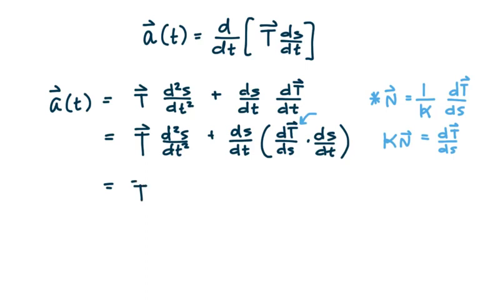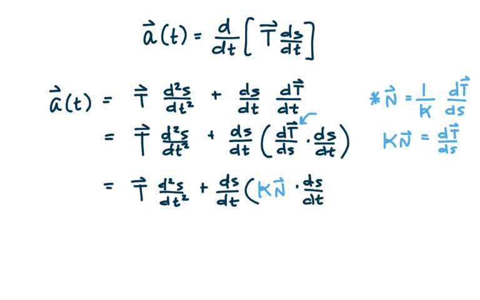So rewriting, I've got T times the second derivative of distance with respect to time, plus the derivative of distance with respect to time. So dT/ds is now equal to kappa times my normal vector, and then we have times ds/dt. So ds/dt times ds/dt, that is ds/dt squared.